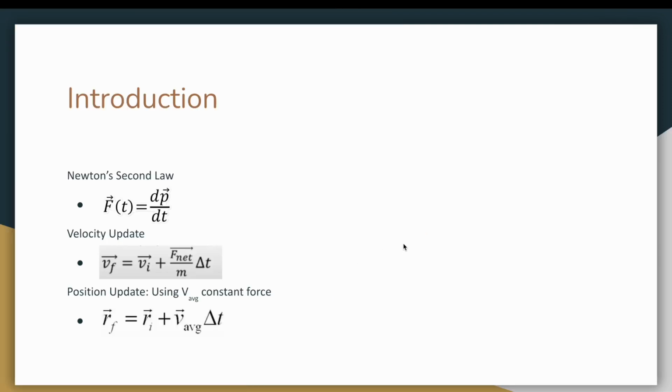So a quick introduction. Today we'll be using Newton's second law, which comes in a lot of forms, but we're looking at F net is equal to dp over dt, or the change in momentum over change in time. We'll also be using the velocity update formula and the position update formula, as you can see below.